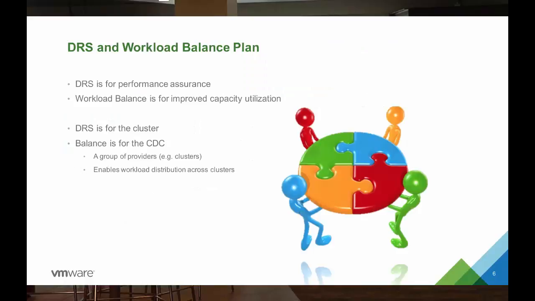So as I mentioned before, DRS is not being replaced by the workload balance plan. DRS is for performance assurance. Workload balance is for improved capacity utilization. So you can see how these two things work together. Workload balancing and rebalancing is making sure that the workloads go where they need to go. And then DRS is to make sure that they're highly performant down inside of the cluster.